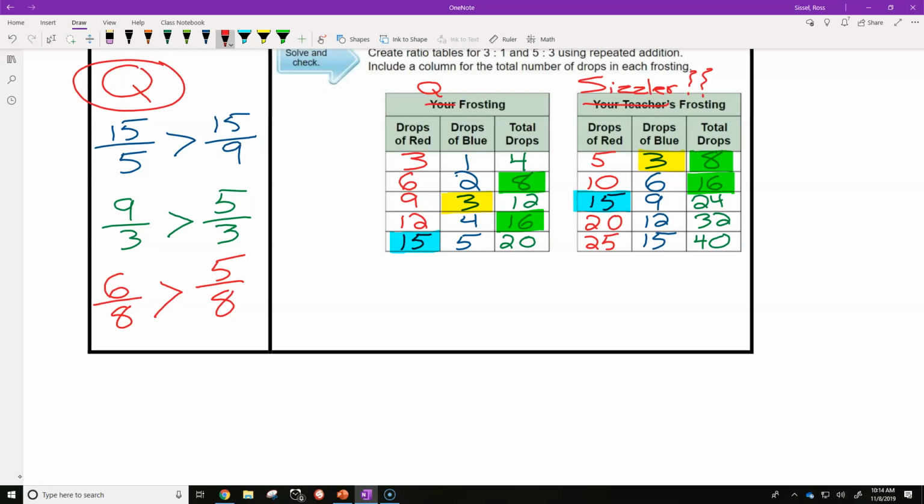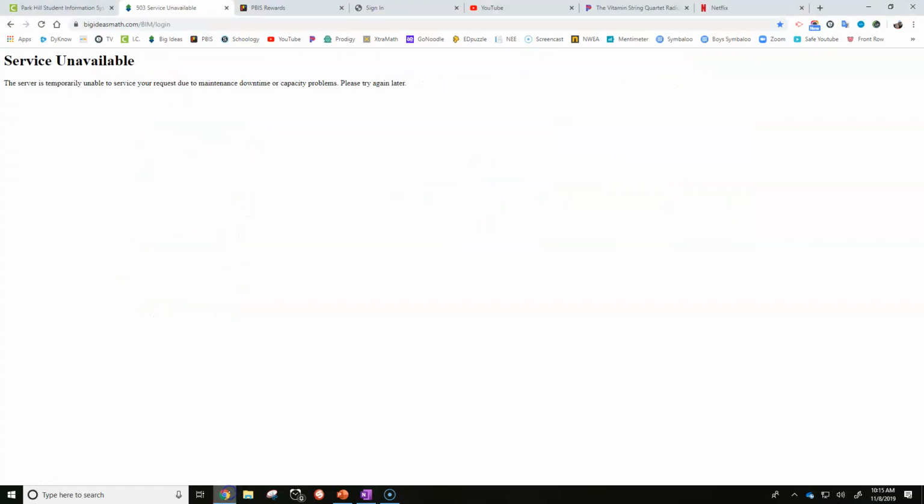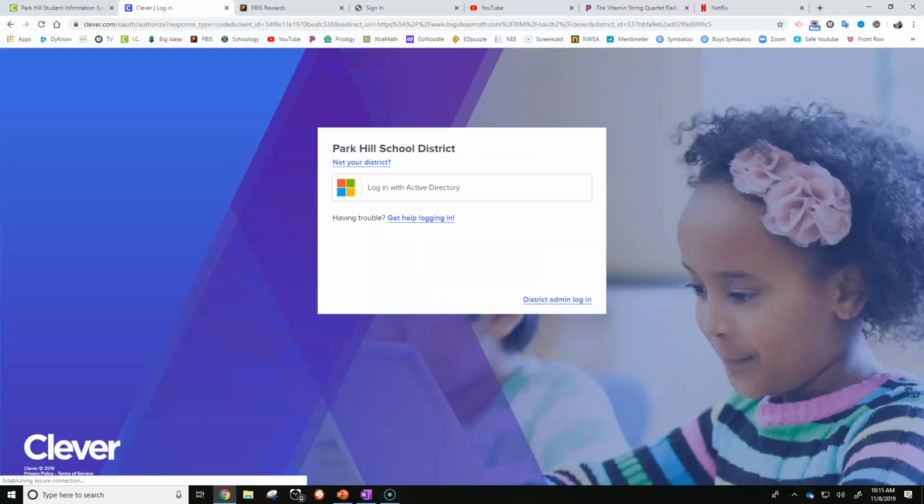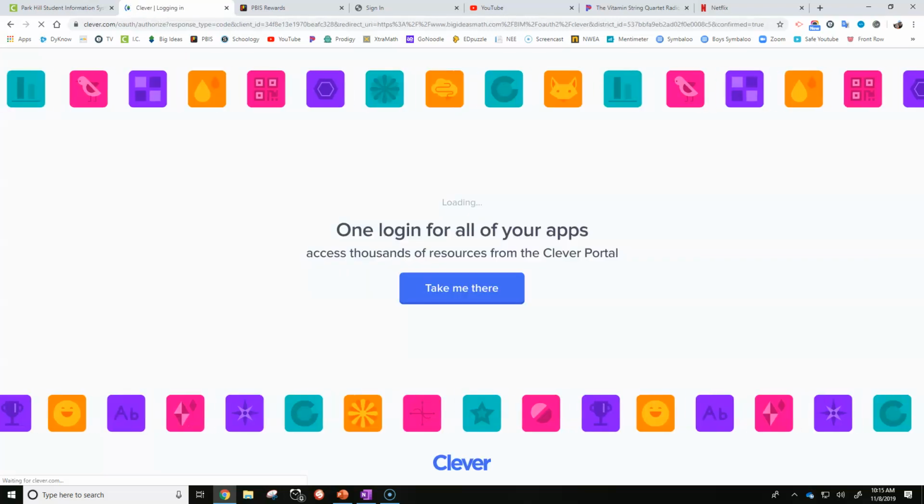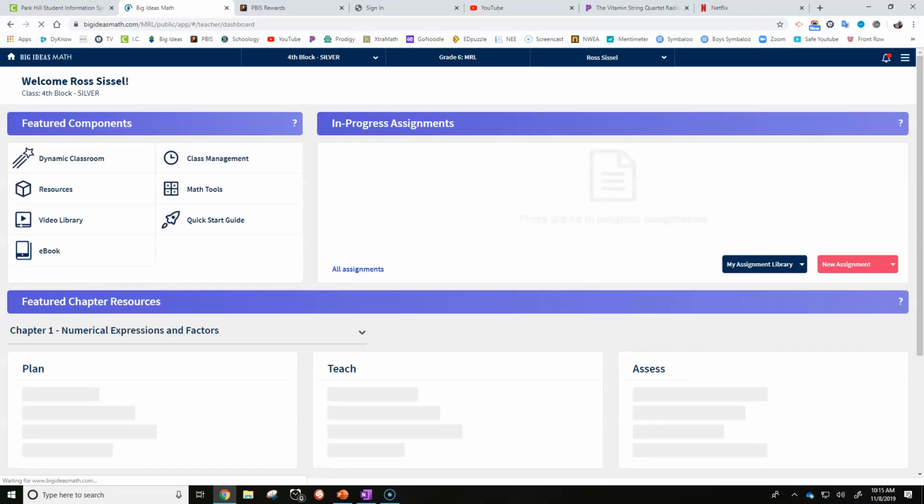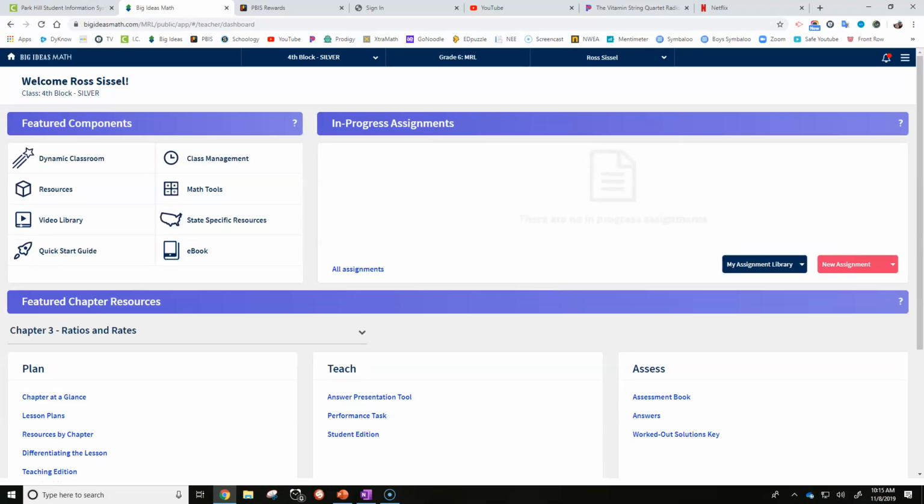Your homework. You have a choice. If you choose to do it online, because you already started it, it looks like it is maybe working. Okay, it might be back up and working. If you want to work on it online, fantastic. If not, I'm giving everyone the worksheet. If you want to work on the worksheet, you can do the worksheet. Either one is acceptable.